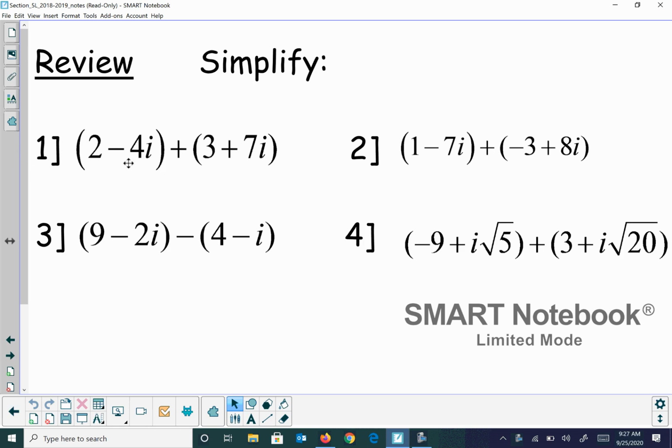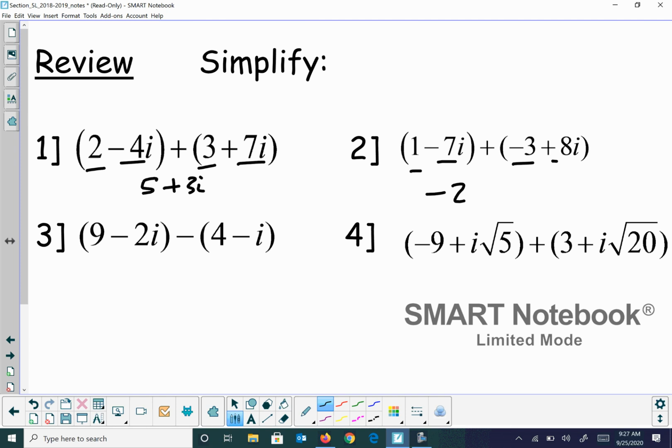If we remember, when we're adding these together, we add the real parts to the real parts, so that gives me 5, and then this part would give me plus 3i. You want to have the real part first and the imaginary part second. Then the second one, combine the real parts and then the imaginary parts. This one, make sure you 9 minus 4 is 5, negative 2i minus minus i. If I distributed that here and here, that would become a plus i, so negative 2i plus i is negative 1i, or just negative i.